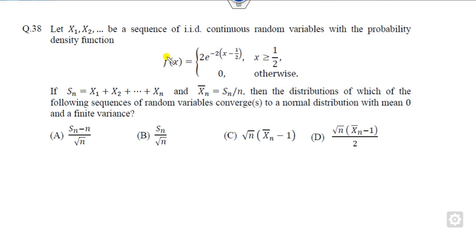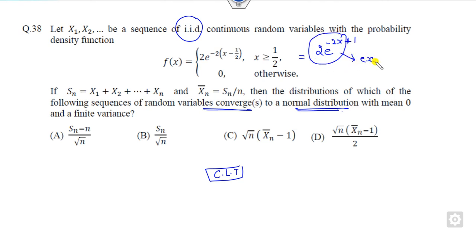Look at the next question. Which of the following, for IID variables, converges to the normal distribution? It means your target is to apply the central limit theorem. So firstly you have to find the Xi. Which distribution is here? If I write this value in this manner, it is 2 e raised to the power minus of 2x plus 1. This portion is an exponential distribution, so this is called the shifted exponential distribution.